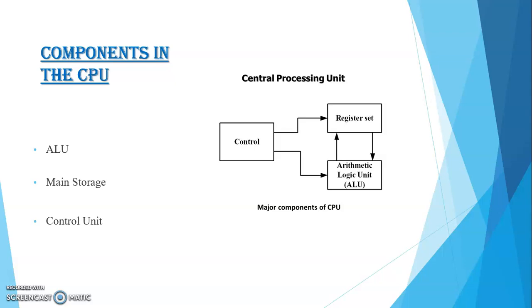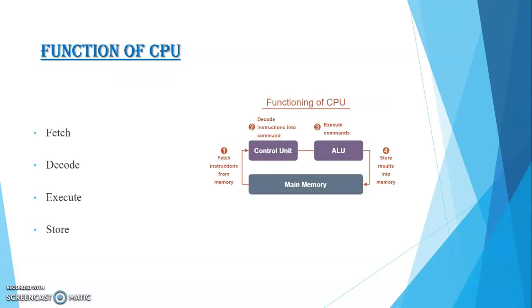The memory or main storage has the capability of storing instructions, data, and intermediate results. When necessary, this unit sends data to other computer units. Lastly, the control unit. It manages the operations of all computer components but does not perform any actual data processing.